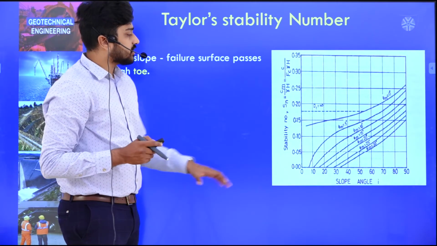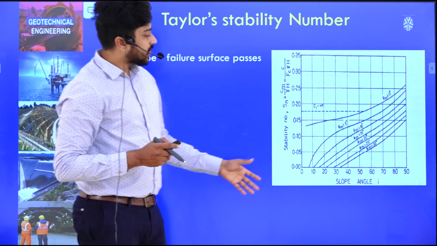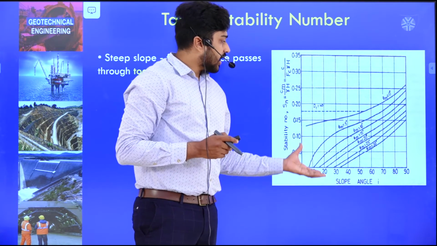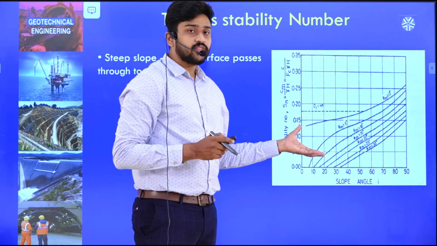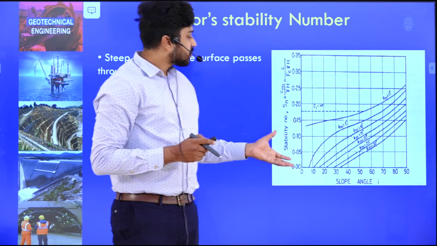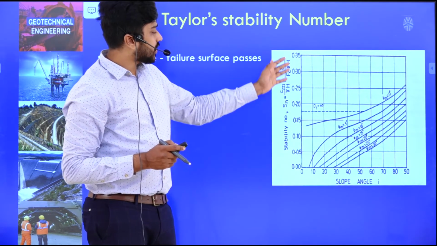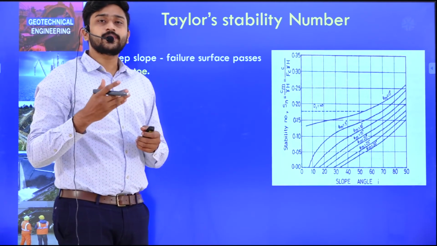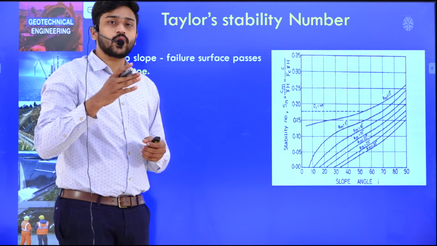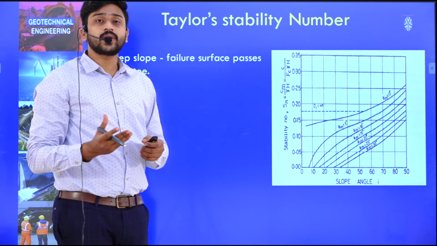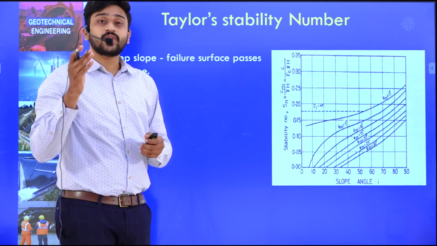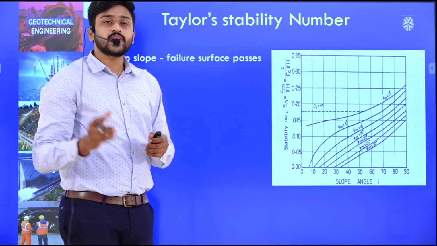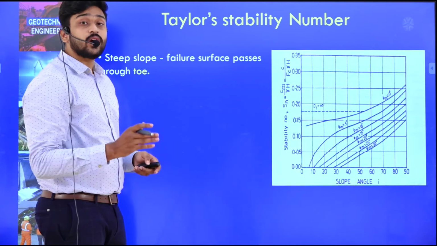As I have stated, this is one stability chart. If you look at this particular graph, along the horizontal axis it is the slope angle i, and the other one is the angle of internal friction phi m, for different values of phi m. On the vertical axis it is the stability number. He gave that whenever you consider any steep slope, the failure plane always passes through the toe. It is considered that the failure plane always passes through the toe in case of a steep slope.